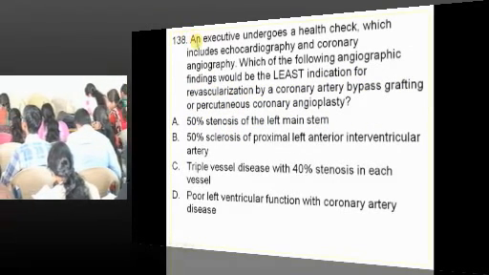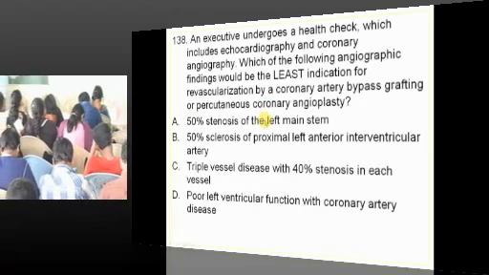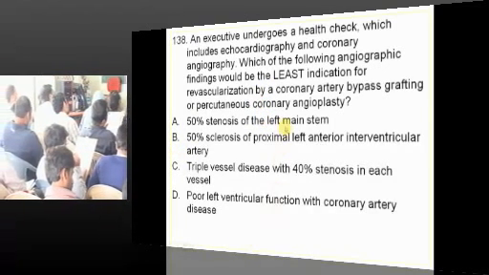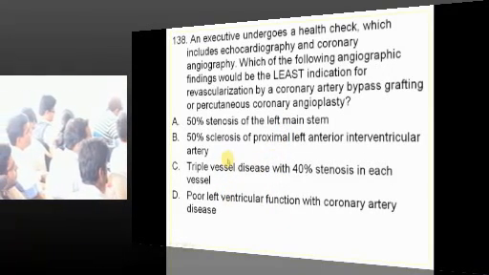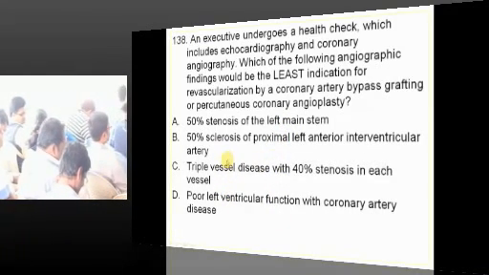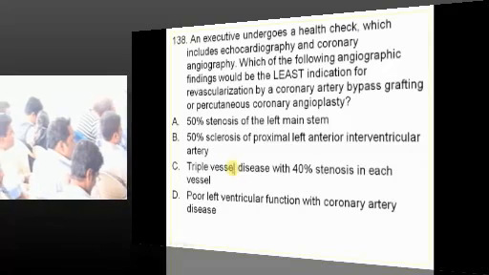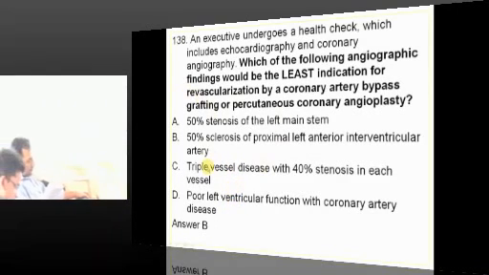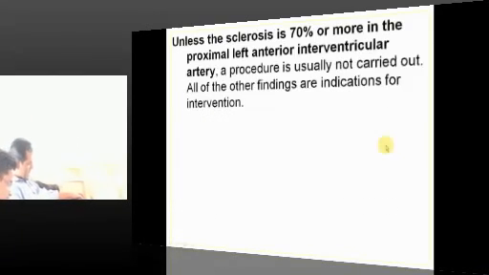Now, an executive undergoes a health checkup. This is another common question that, day in and day out, as a cardiothoracic surgeon you will be doing. Shahid, what is your answer? Shahid is already doing post graduation, so he might have acquired extra common sense in the short tenure. Post graduation is all about that. Beautiful. 50% stenosis of left main stem is an indication, not LAD.